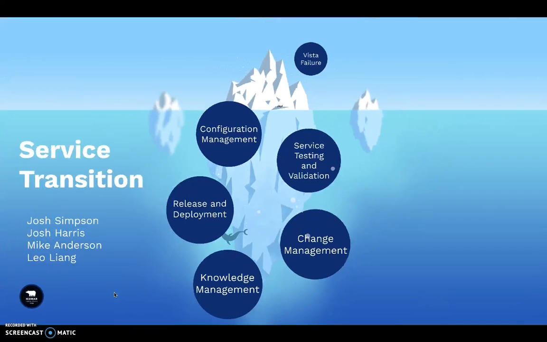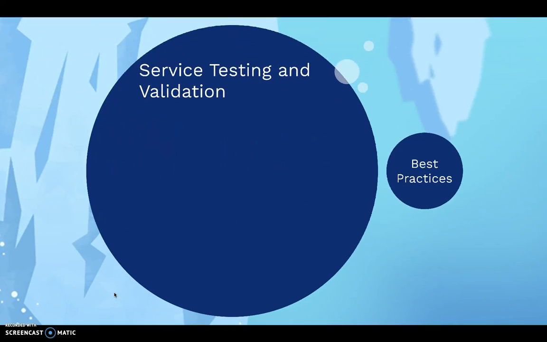The second principle of good IT service transition is service testing and validation. As the name would imply, this crucial principle is all about testing IT services to make sure they work. But how exactly do we make sure that IT services work? It turns out there is a lot more to this question than meets the eye.